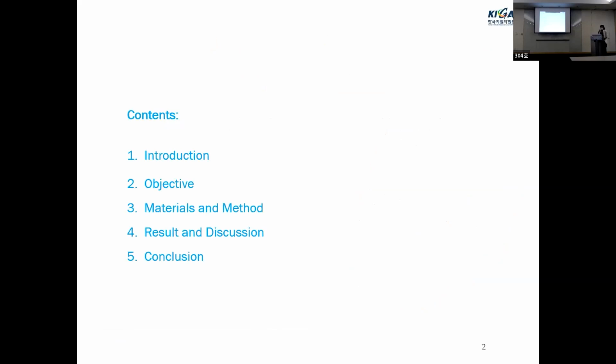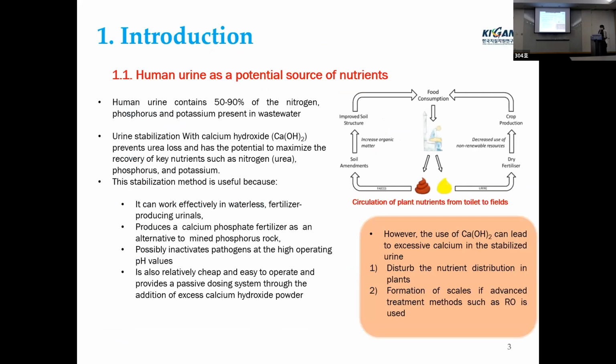The contents involved in this experiment are the introduction, relevant discussion, and conclusion. As an introduction, human urine is a very good source of nutrients. It has nutrients like nitrogen, which is the main component of the urine, phosphorus, and also potassium. And there are a lot of studies and mechanisms that we can use to recover these nutrients from human urine.